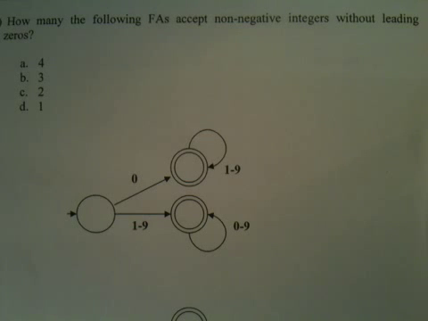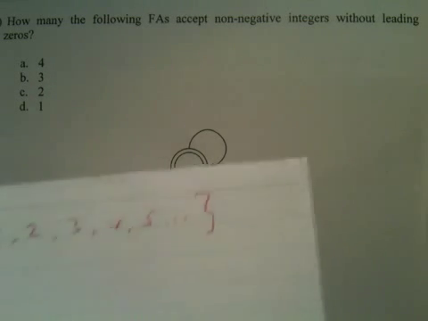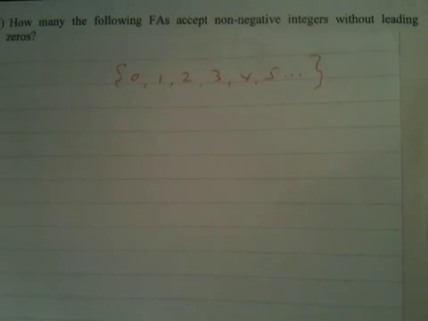How many of the following finite automata accept non-negative integers without leading zeros? You might ask why we use non-negative, not simply positive. Well, that's because positive only means the numbers start from 1 upwards. It doesn't include 0. So in maths, when you say non-negative, that means you have positive numbers and zeros.